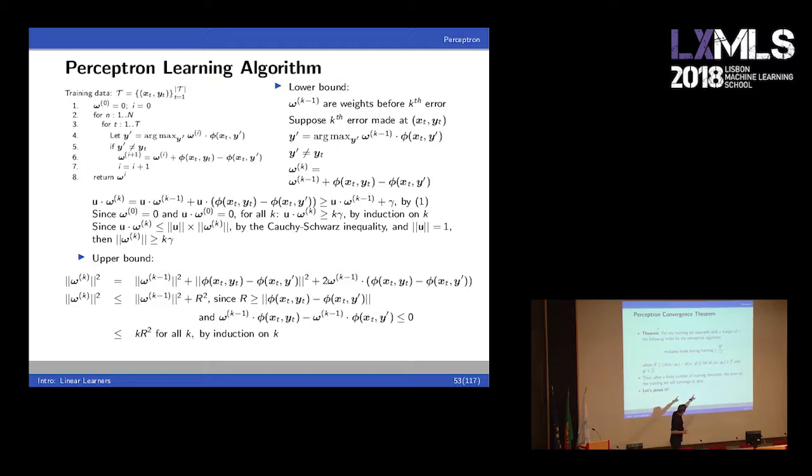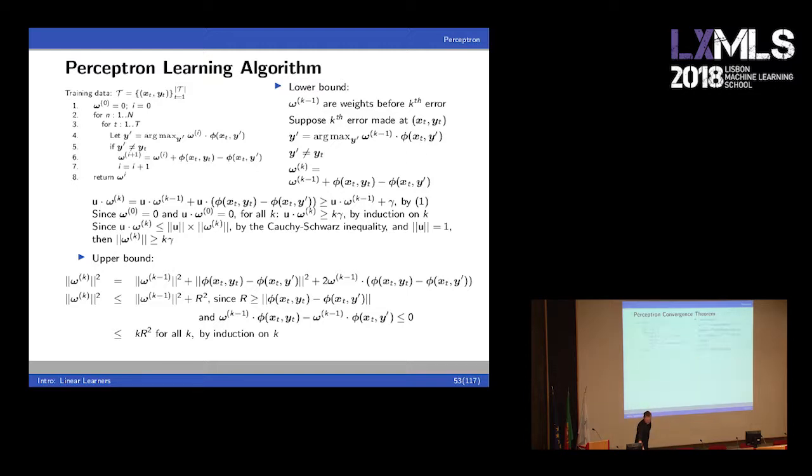But the most important thing is that it's inversely proportional to gamma squared. So if the margin is larger, then we are making fewer mistakes. So it's important to classify the data that we have seen before in our sequence with a big margin, because then the number of mistakes will be smaller.